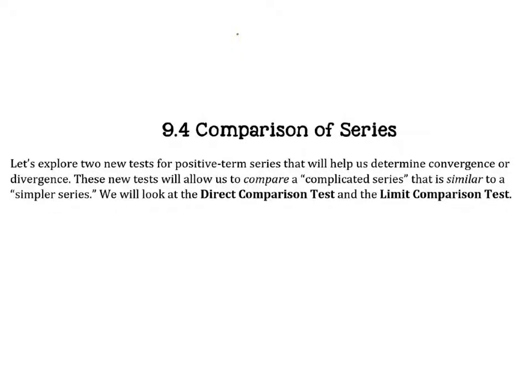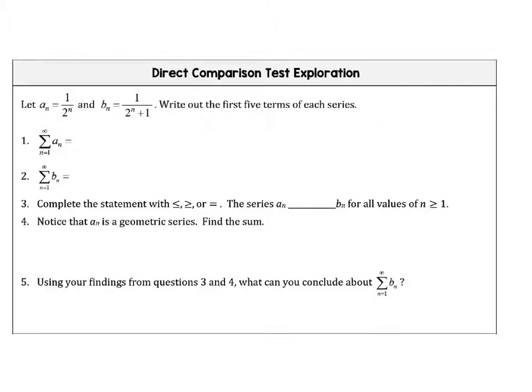The next part, we are going to talk about two new tests for positive term series that will help us with convergence and divergence. And those are going to be a direct comparison test and a limit comparison test. So for the first part, we need to look at two series, and we're going to write out the first 5 terms of each series.